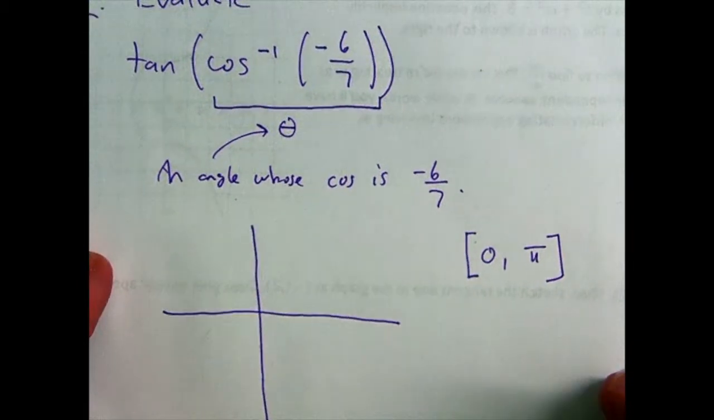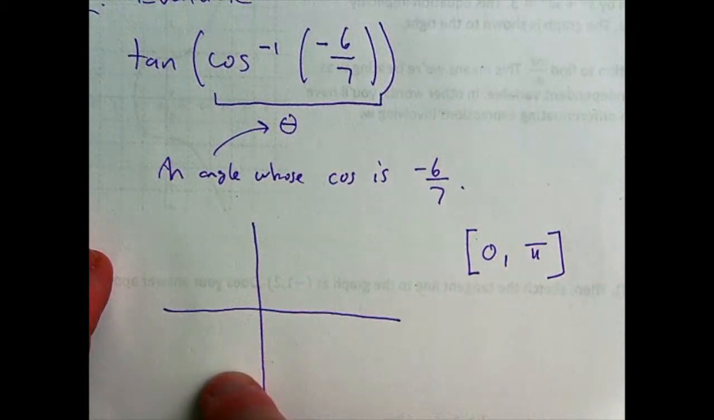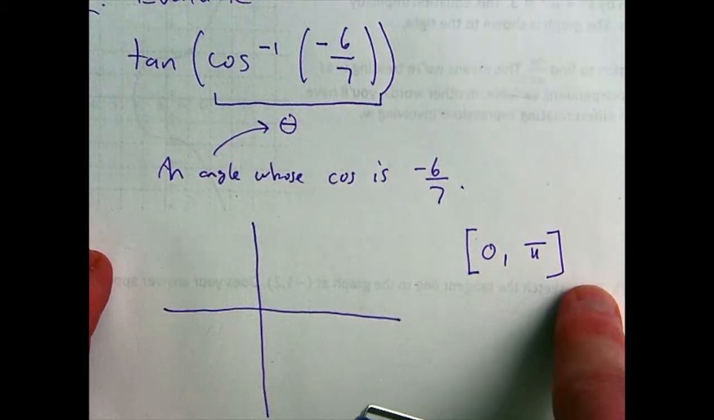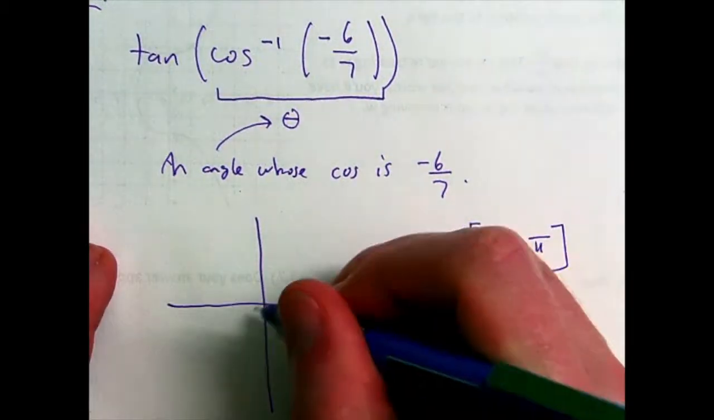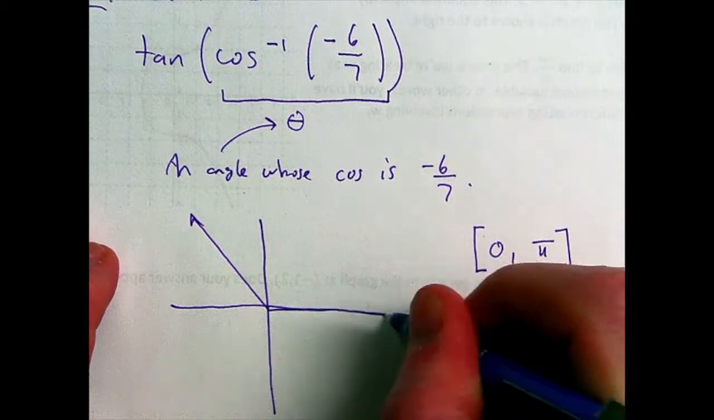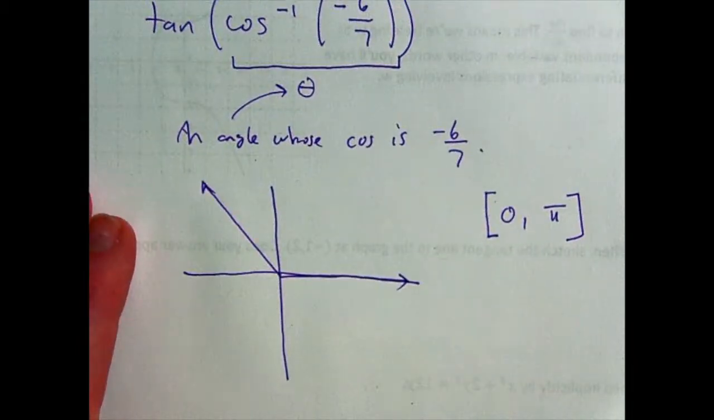Now those two conditions combined, the fact that the cosine is negative means that it's over here in the second or third quadrant, and the fact that the inverse cosine function only produces angles in this interval means that the only possibility is that theta is actually in the second quadrant. That's the only quadrant which meets both of these conditions simultaneously. So theta is somewhere over there.